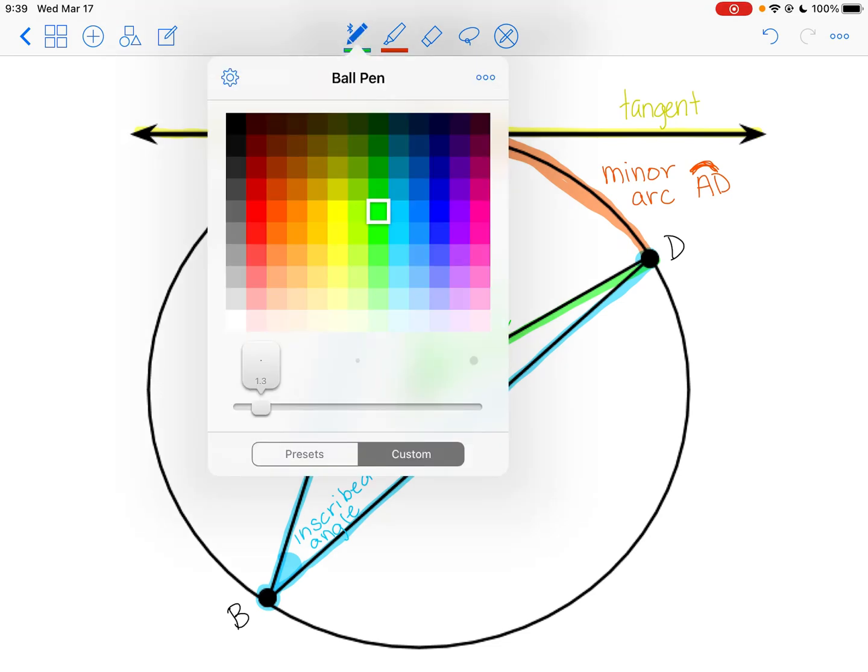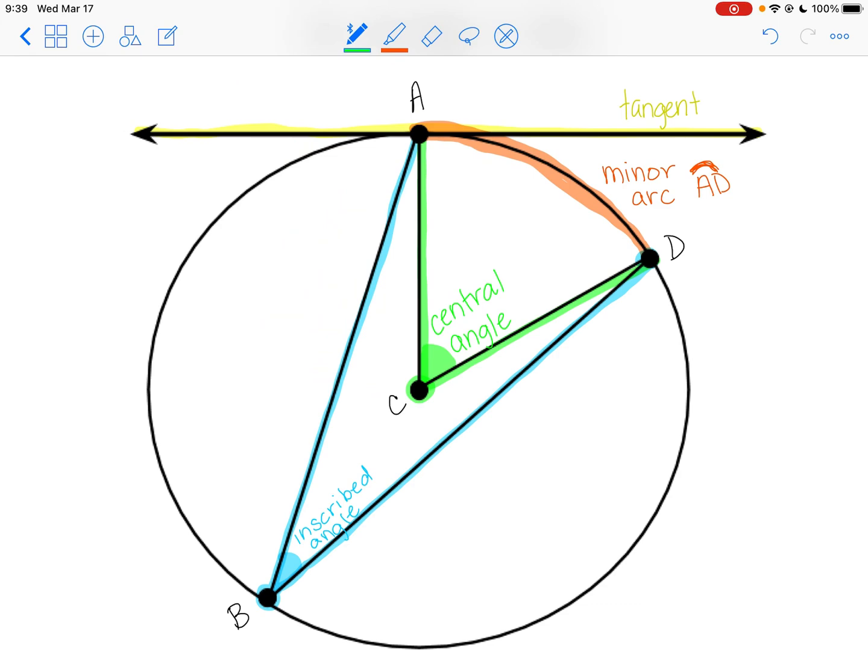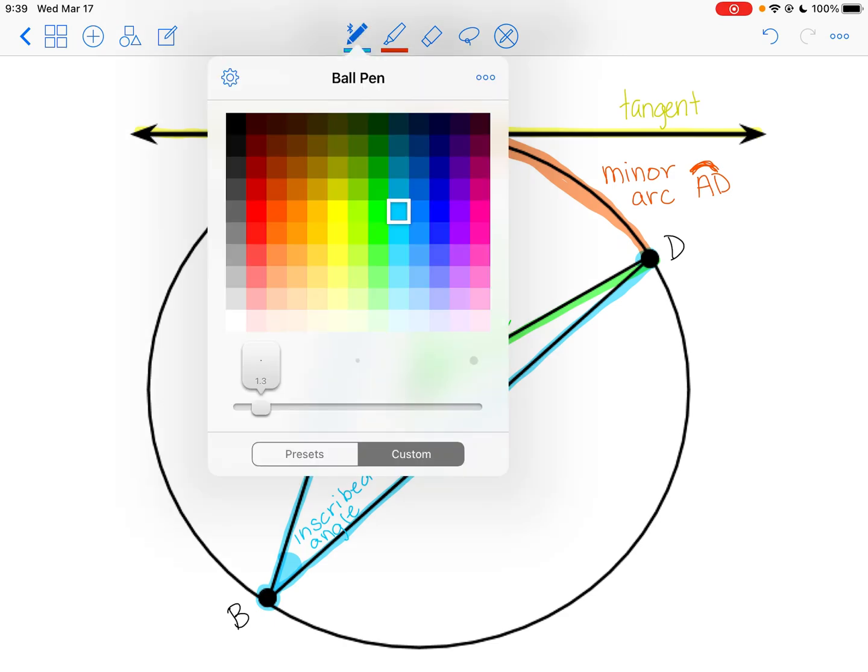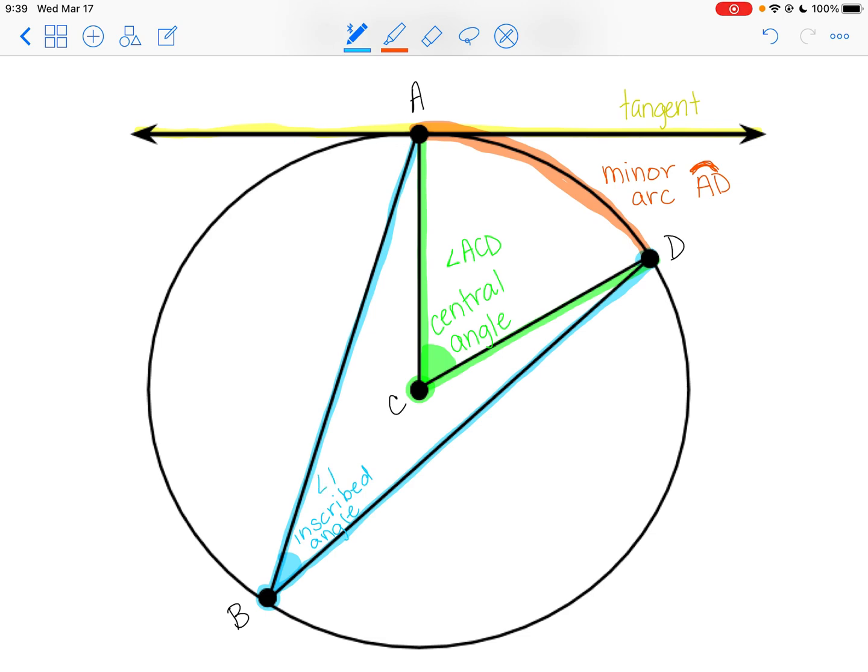So if I add some notation now that I have points, the central angle is still an angle, so I would use the angle symbol, and then I would name it with those 3 letters that create it, A, C, and D. So angle ACD is the central angle in this figure. And then my inscribed angle is angle ABD. So both the central angle and the inscribed angle shown here open up to that minor arc AD.